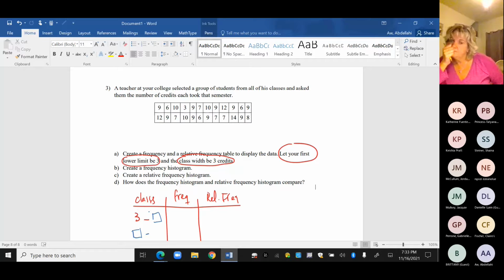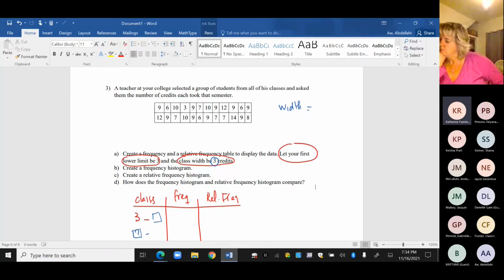Now, the first class, in my opinion, it is safer to figure out the second lower class right here, because the width is the difference of two consecutive lower limits. That is the definition of the width. When you say the width is 3, whatever number is here, that number minus 3 should be equal to 3. So that number will be 6. It's easier that way, I think.